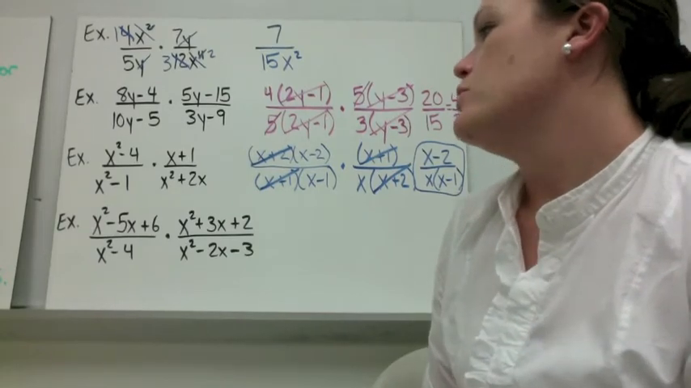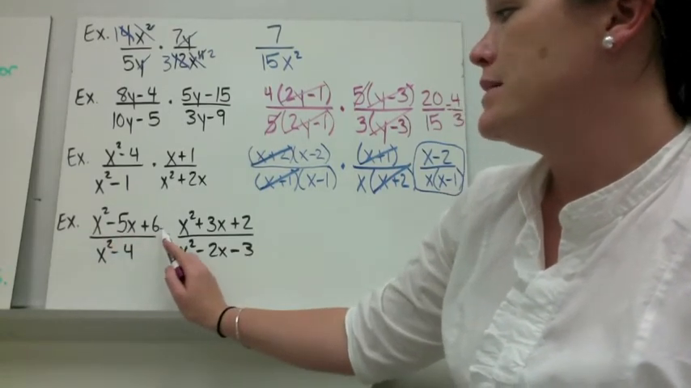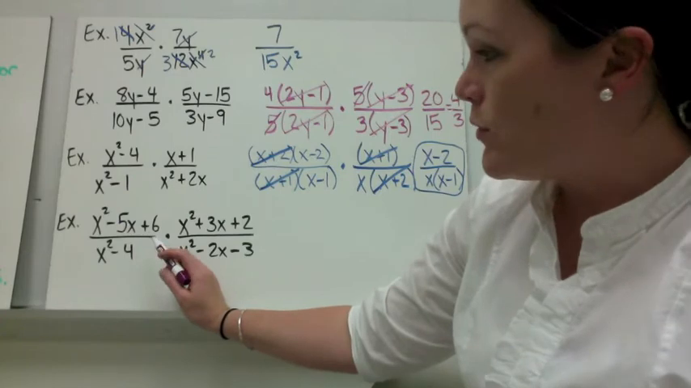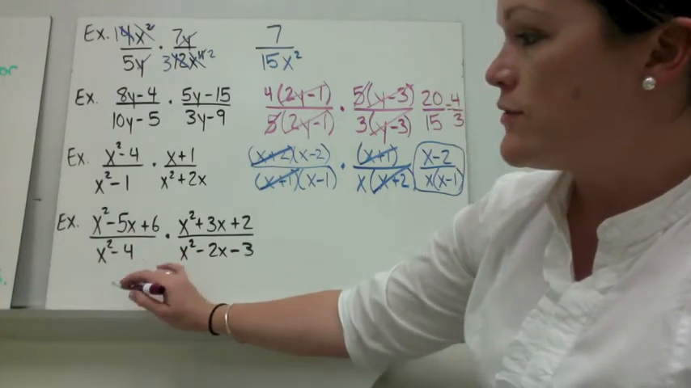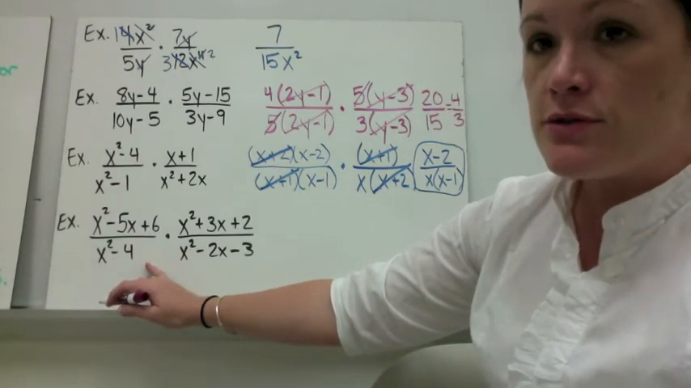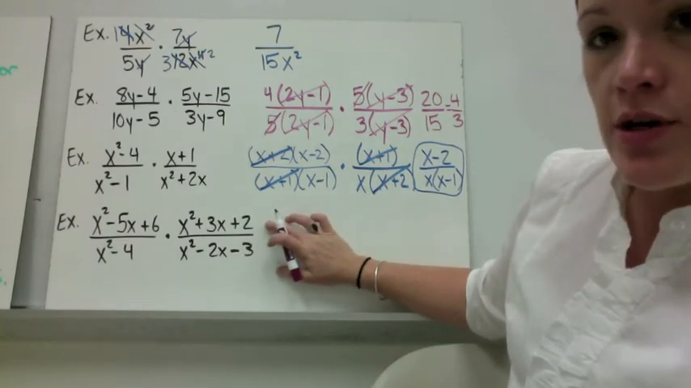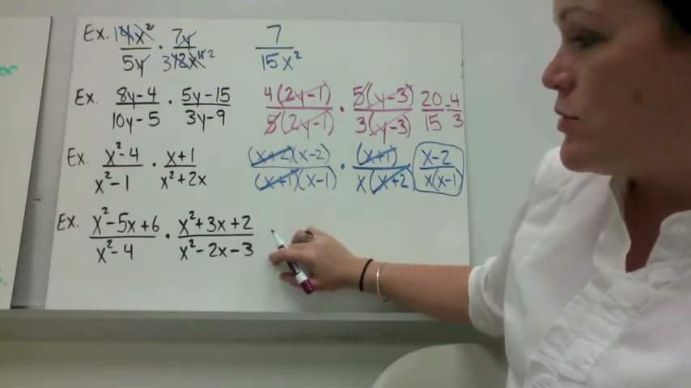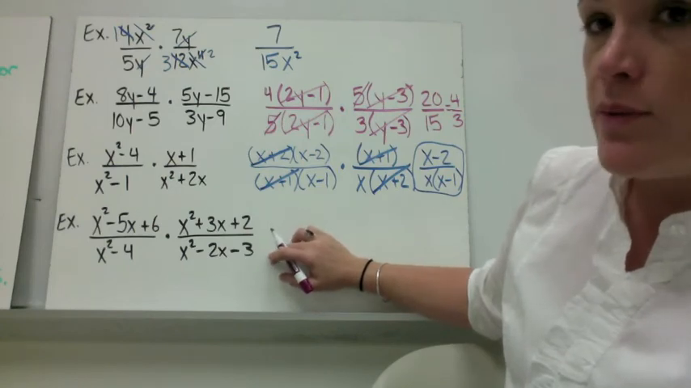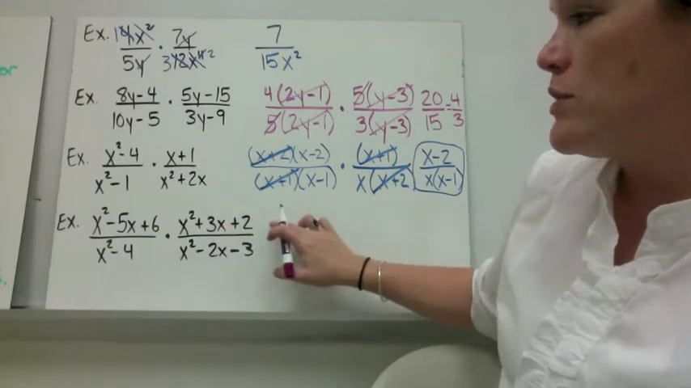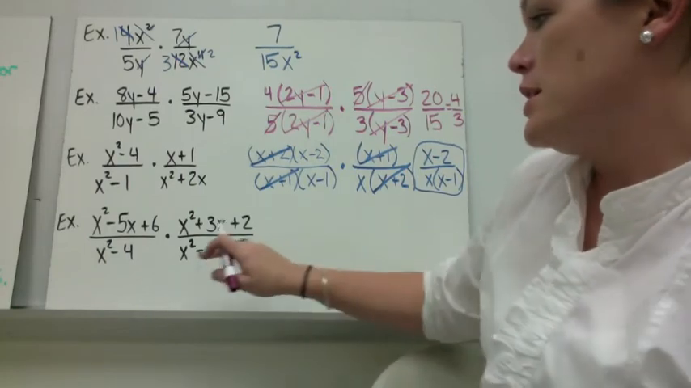We have x squared minus 5x plus 6, we're going to need to factor the trinomial, over x squared minus 4, so that's a difference of squares. We have x squared plus 3x plus 2, another trinomial, and x squared minus 2x minus 3, another trinomial. Those are two types of factoring we see a lot with rational expressions.